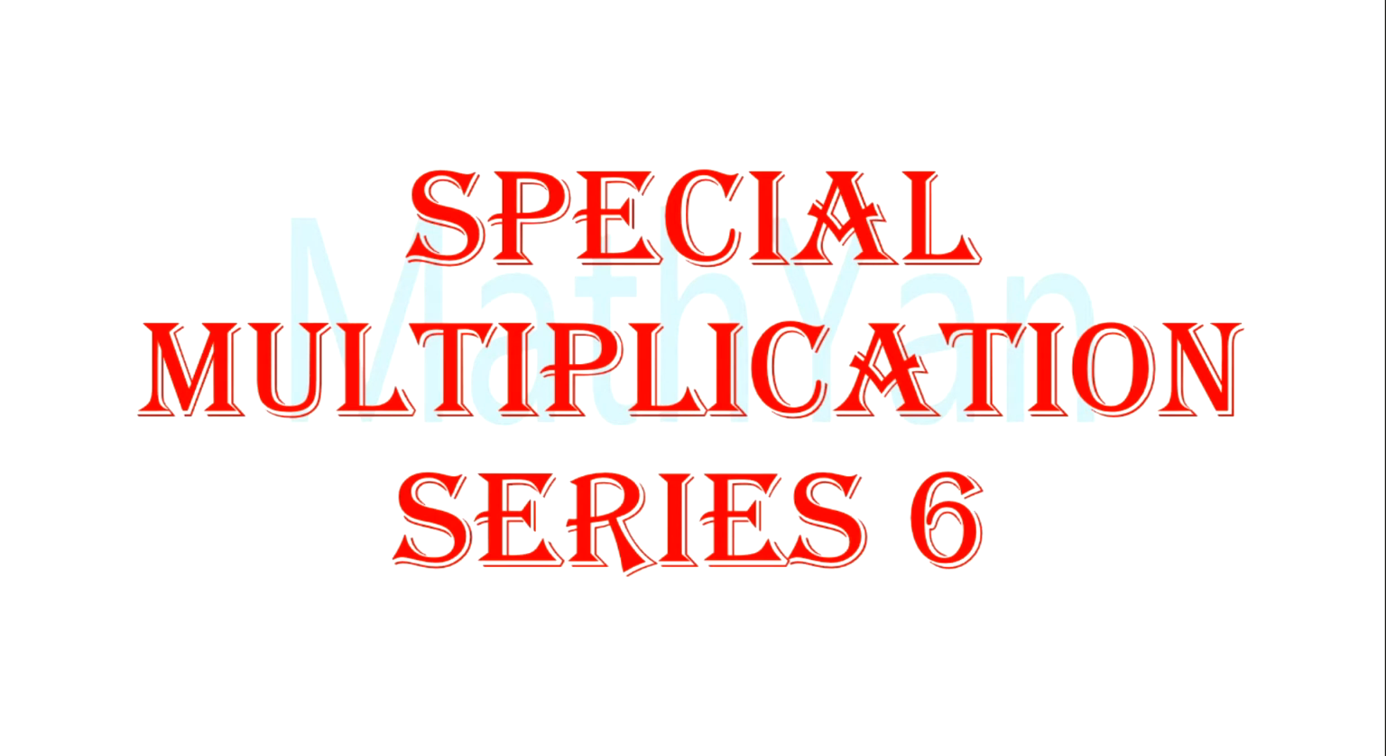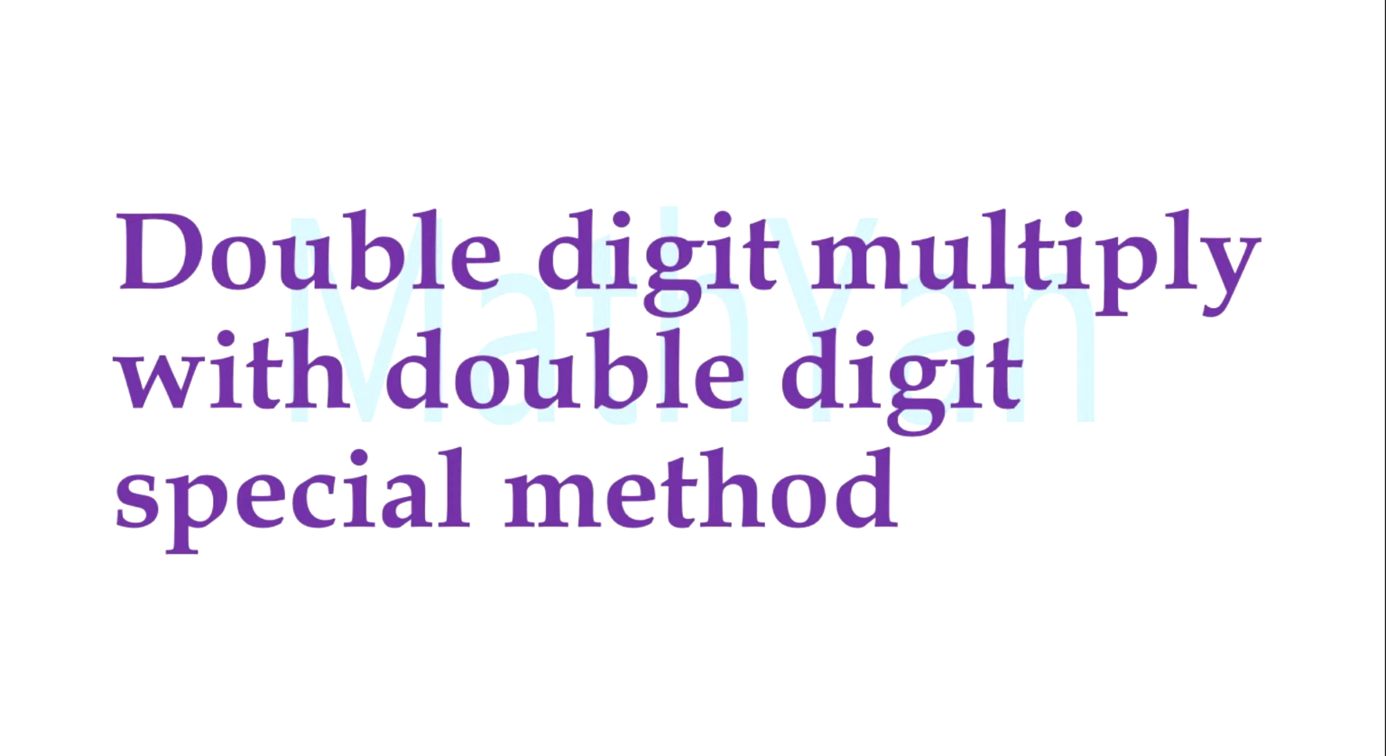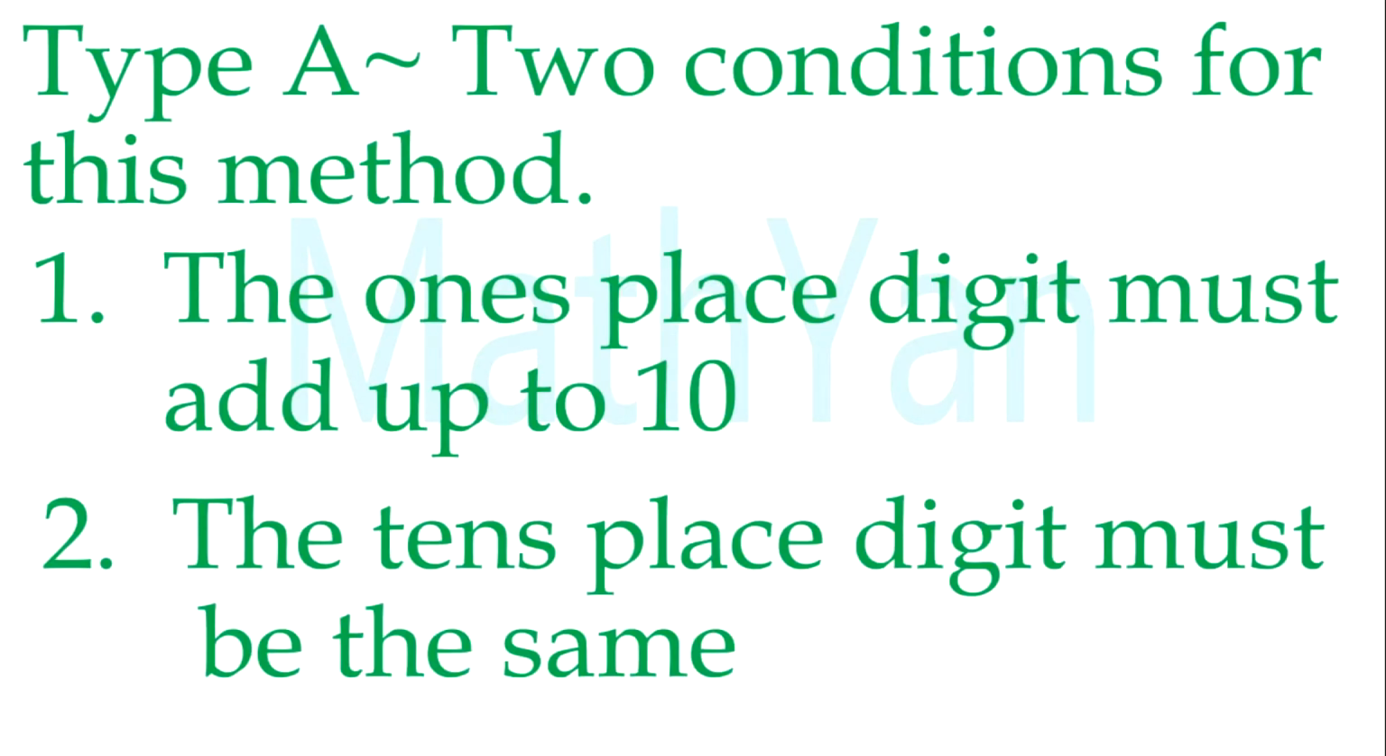Okay, this is special multiplication series number 6, part 6. Repetitive dynamics in calculations. Today's lesson is double digit multiply with double digit special method. There are two types. Type A is the opposite. The ones place digit must add up to 10. The tens place digit must be the same. This is the condition.